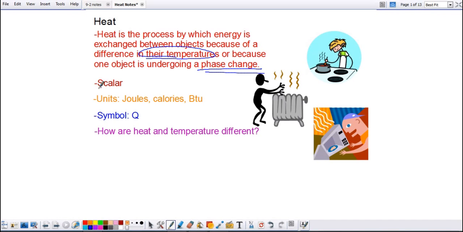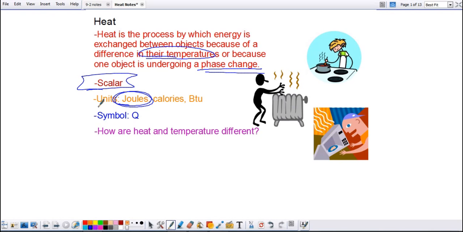Now, heat is a scalar, so there's no direction associated with it, and it is measured in joules in our class. You could use other units. You could use calories. You could use the British thermal unit. But in our class, we are going to use joules.